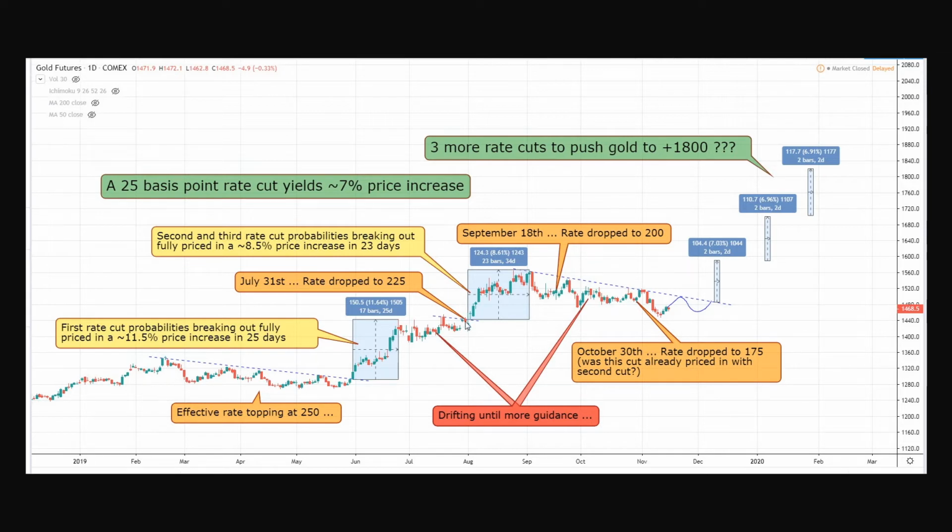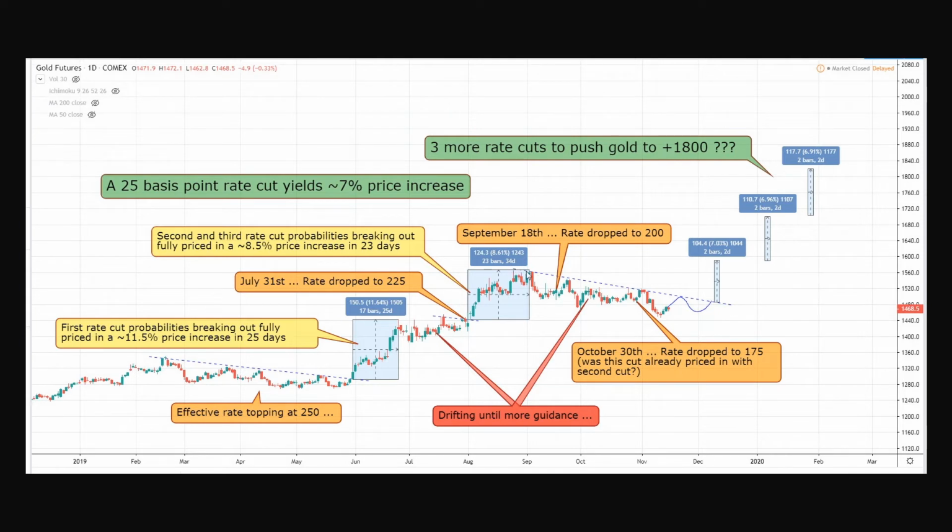But as soon as that one was priced in, the market had already started consolidating the rate cut probabilities of breaking out. And as soon as that rate drop happened, the market already started pricing in the next two cuts. Those next two cuts, they're worth 8.6%. That was done in about 34 days.